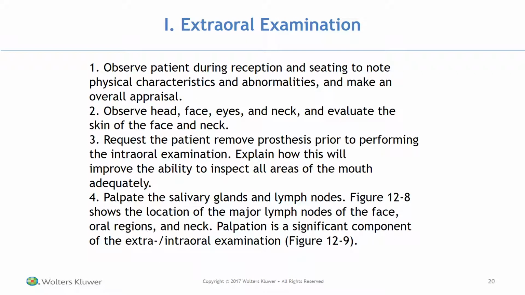All right, the extraoral exam: you want to observe the patient during the reception and seating. Again, as they're walking back, do you notice anything abnormal?